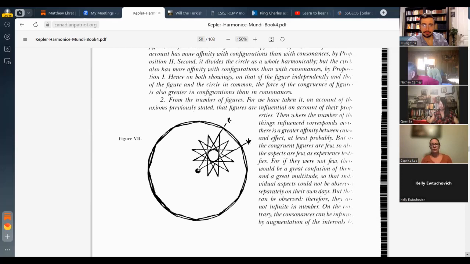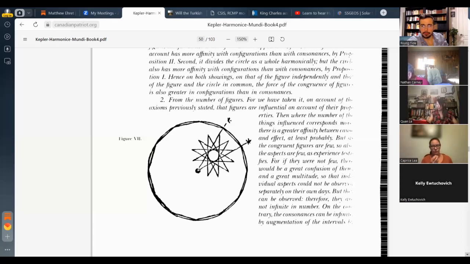But as the congruent figures are few, so also the aspects are few, as experience testifies. For if they were not few, there would be a great confusion of them and a great multitude, so that individual aspects could not be observed separately on their own days. But that can be observed. Therefore, they are not infinite in number.